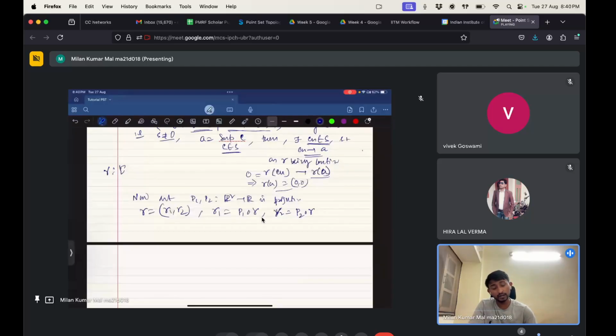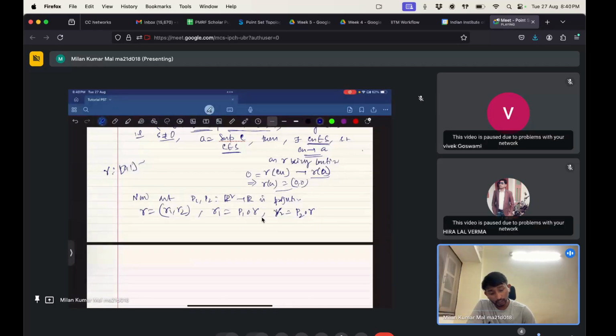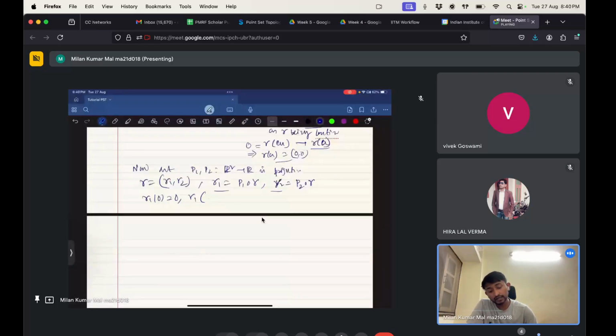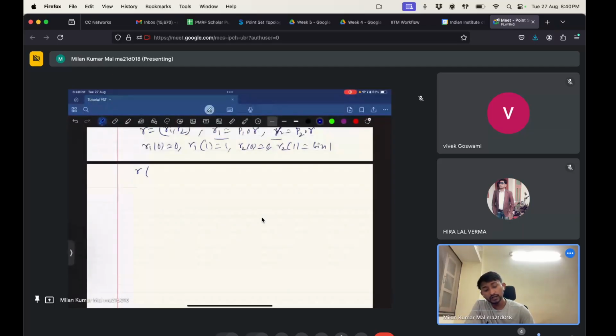This is the same thing, where gamma 1 of 0 is 0, gamma 1 of 1 is 1, gamma 2 of 0 is 0, gamma 2 of 1 is sin 1. But along with that, look at one thing: gamma of A is (0,0). That means gamma 1 of A is 0 and gamma 2 of A is 0. We don't know what gamma 1 of A and gamma 2 of A are, but what we know is that gamma 1 and gamma 2 are continuous individually. I think this is very clear.